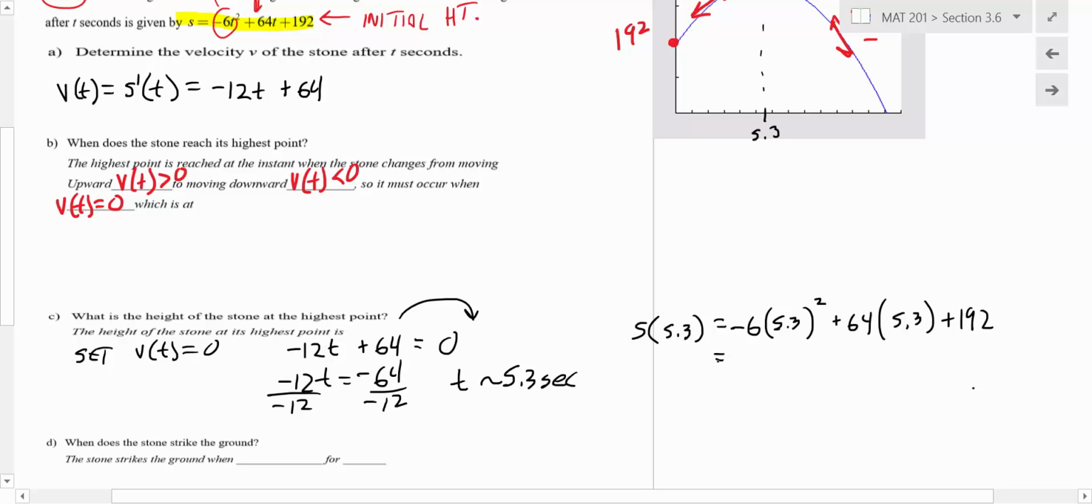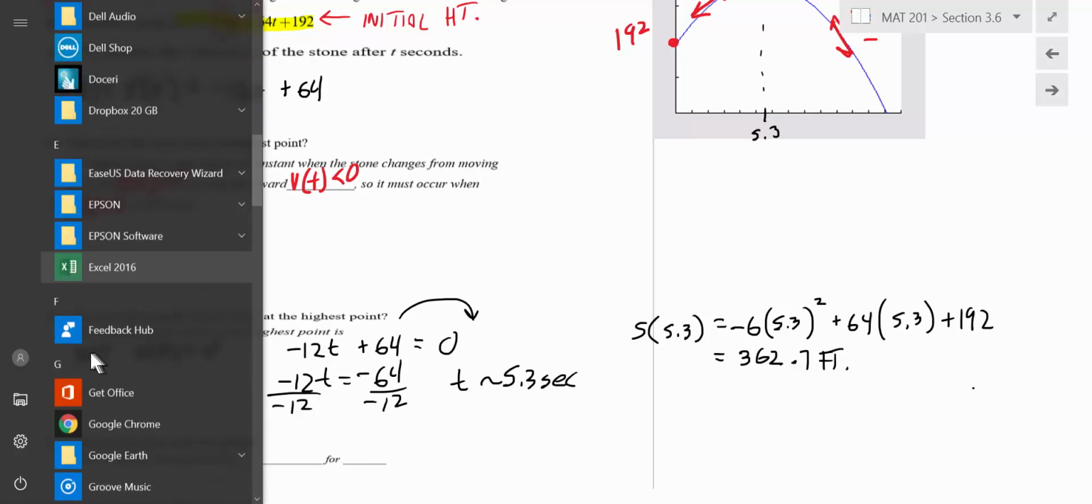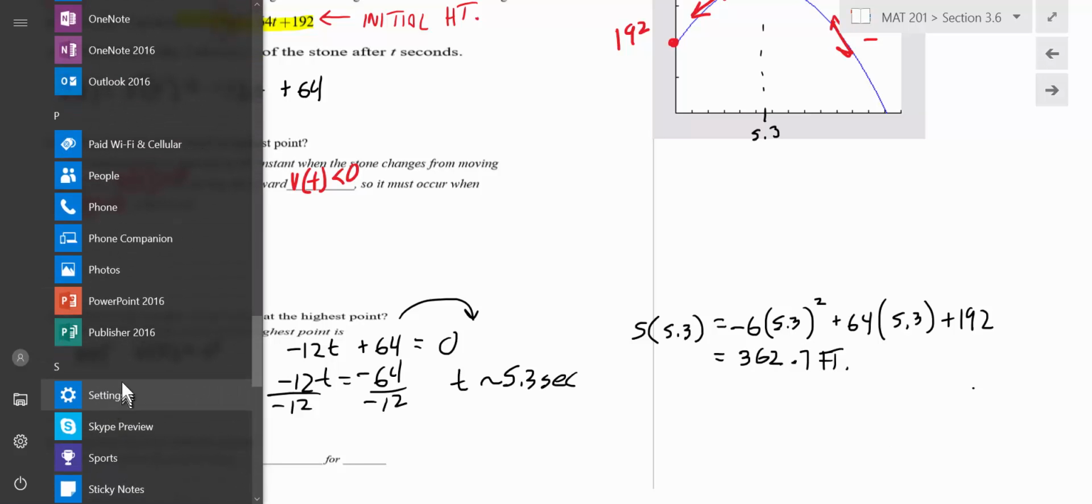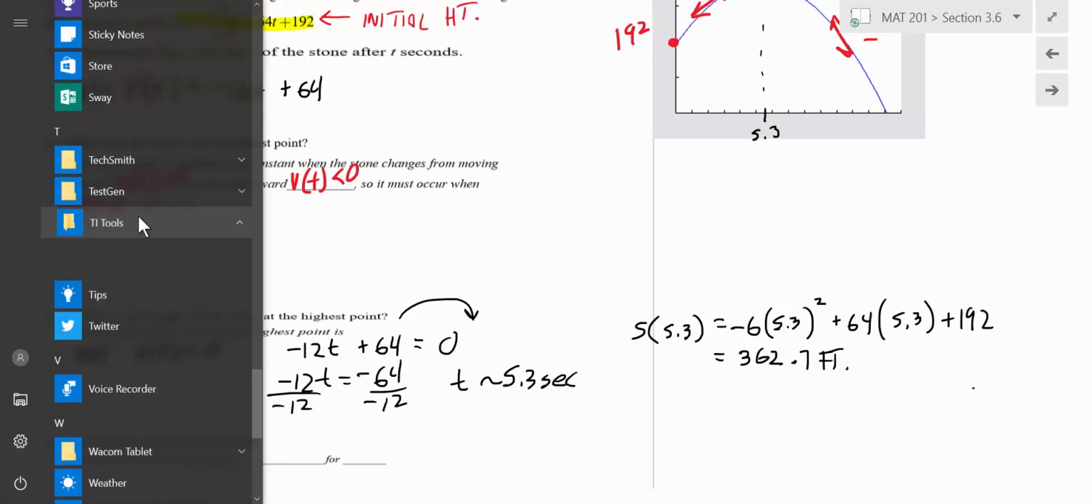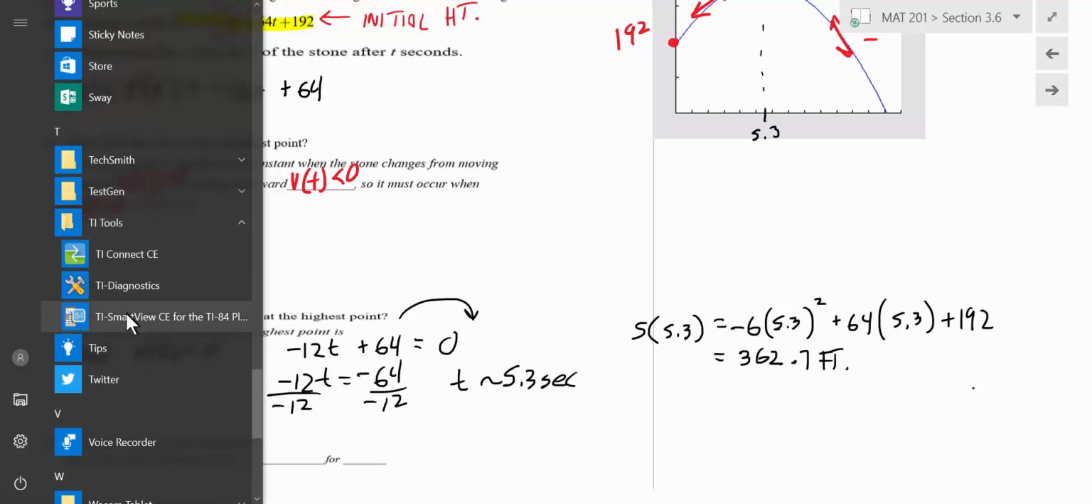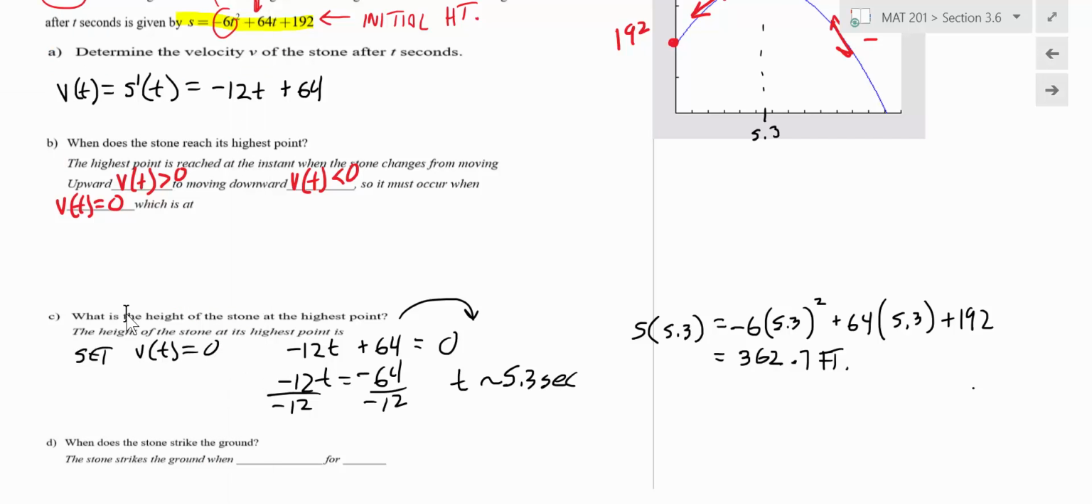And with this one, I get about 362.7 feet. I do want to get my calculator out and check over these things too, because I want to show you a couple of things on your calculator as well. But that right there, you just need to use your calculator to get that put together, okay? All right, let me pull up this calculator for a second here. And let me show you a couple things.